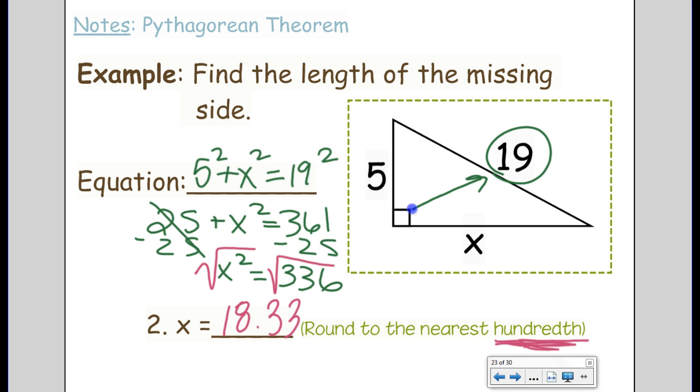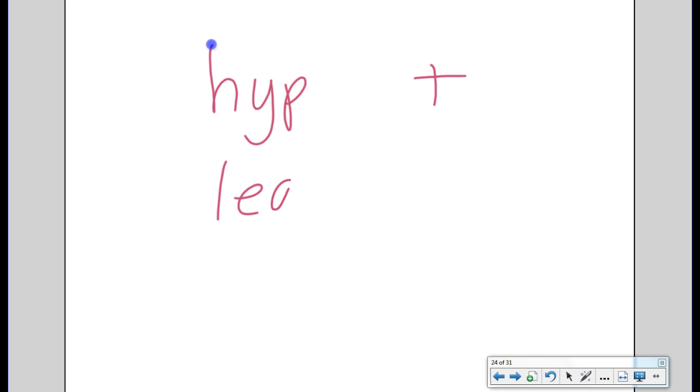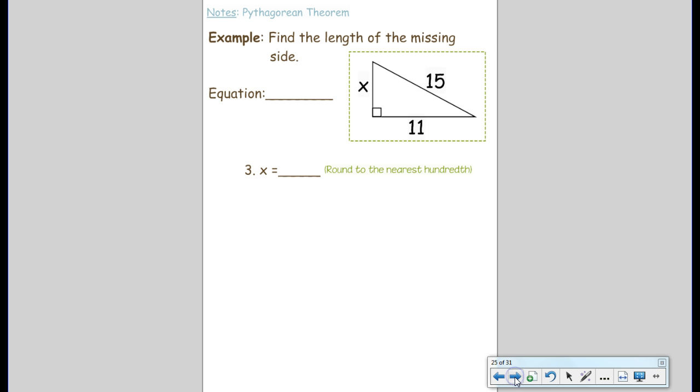Hey guys, did you notice how in the last problem we added, and in this problem we ended up subtracting? Let me just give you a little hint. When you're looking for the hypotenuse, you're going to add. When you're looking for a leg, like when a leg is x, you're always going to subtract. And that will help you solve these problems a little bit quicker.